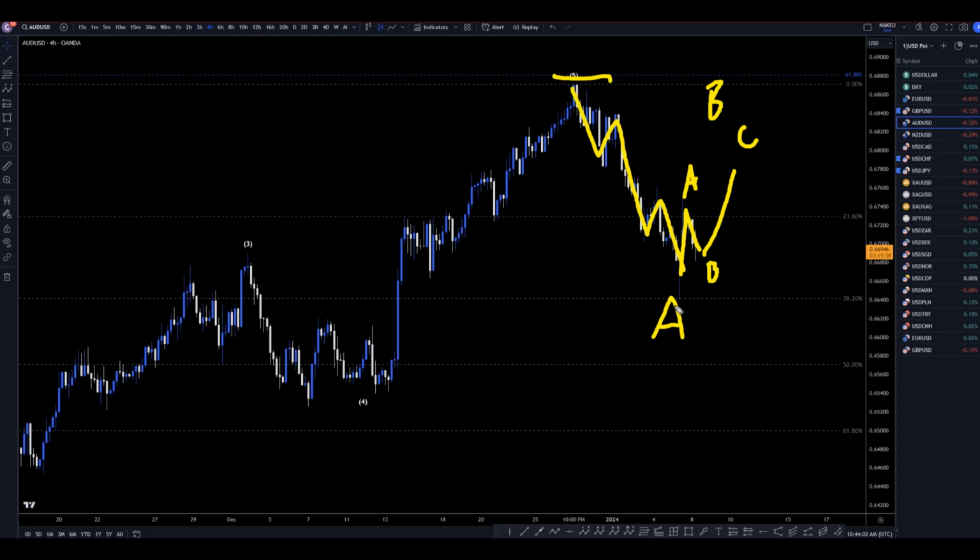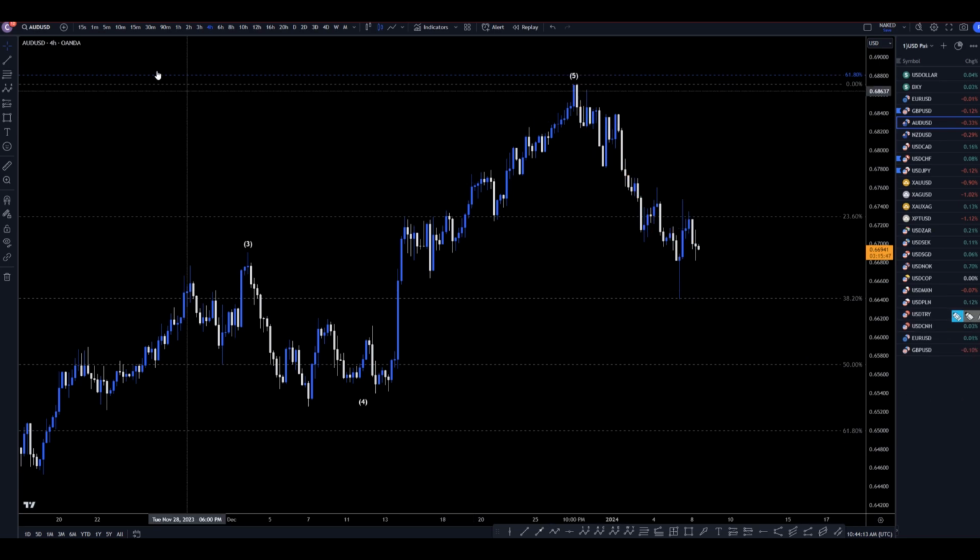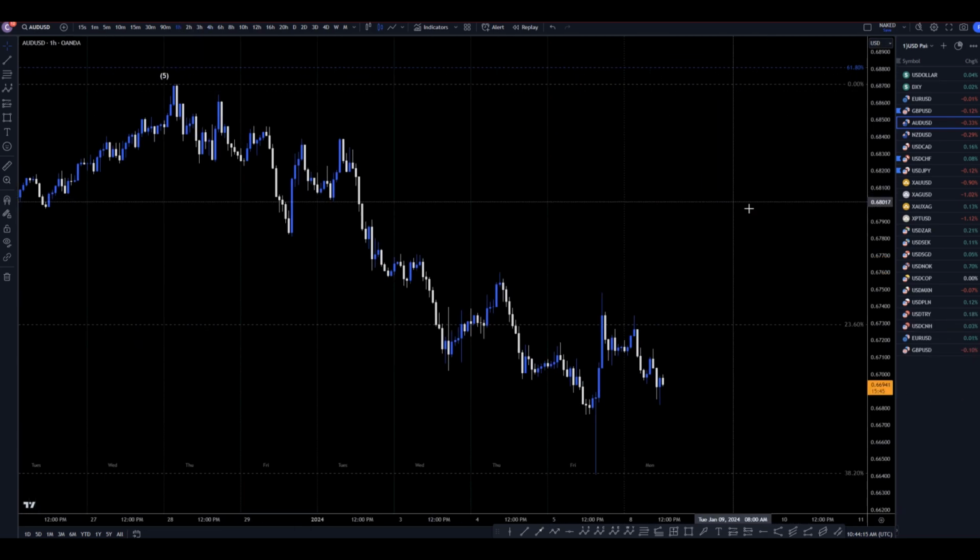a B, which should be a retracement to the wave A, and eventually I bet it's going to go down again for a C. Like I said, the 50 to 61.8 seem like the most likely areas for this to end a wave 2. So going down to the 1 hour time frame.